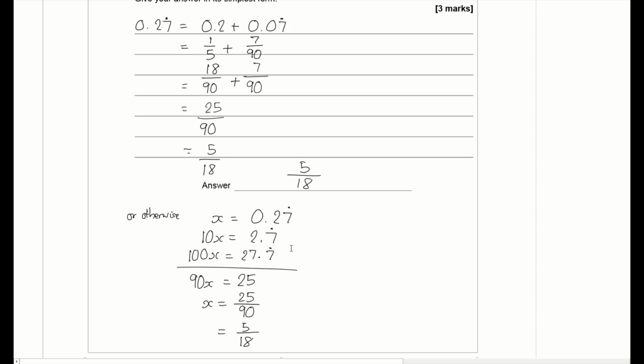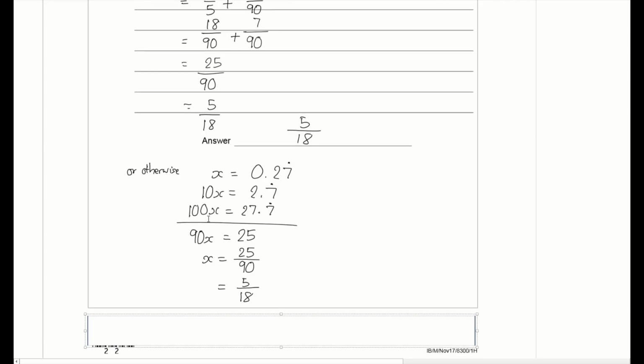And when you've done that, you can now subtract them. So we're effectively doing this equation minus that equation. 100x minus 10x is 90x. And because these 0.7 recurring components perfectly match, when you do subtraction, they'll just cancel out. So that was the whole point of getting them to match and recur.